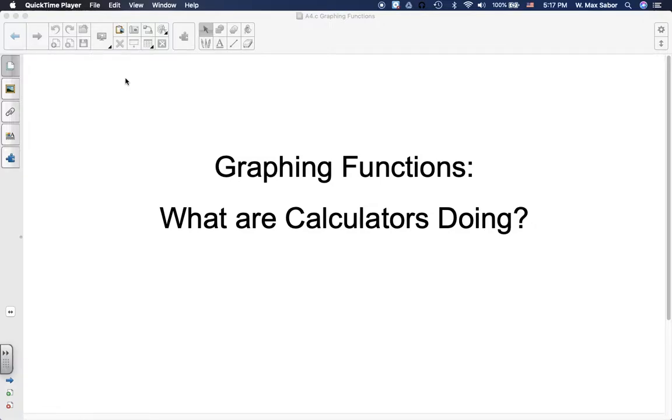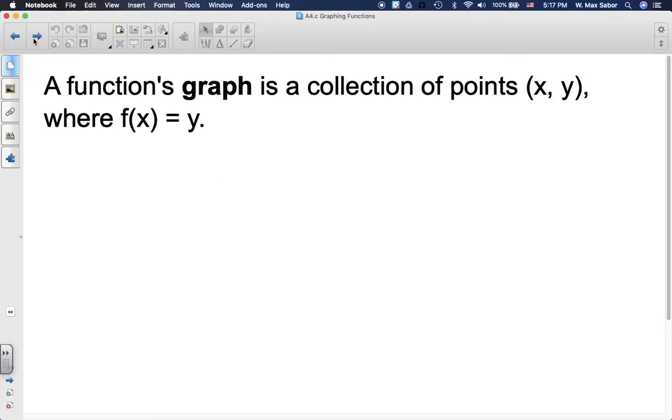Graphing functions. How do you graph a function? Well, calculators can graph functions for you, but what are they doing? We're going to learn tricks for graphing later. There are special ways to graph all the different types of functions, but this is a method that works for everything. A function's graph is a collection of points (x, y) where f(x) equals y.